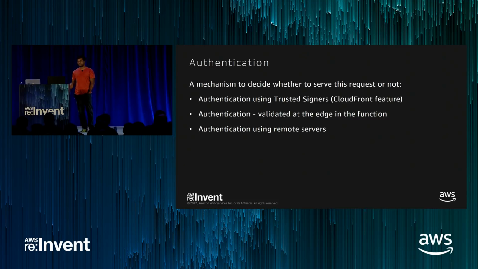The other option is that the secret always resides in some place that you trust, and you can call out to these places from the viewer request or the origin request function. So before you serve any content, you can decide whether to serve by calling out to one of your servers. The way you do that is by making a network call, and this is supported from both these events.